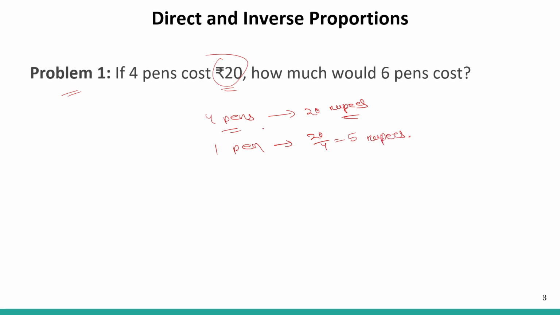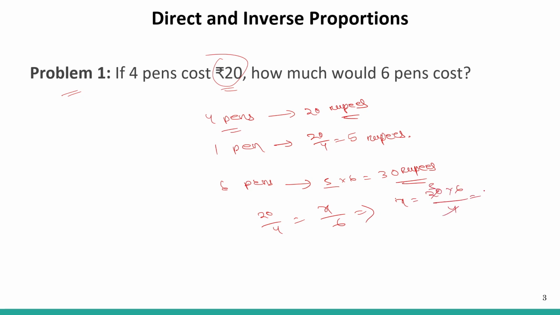Now you have 6 pens. So how much will it cost? 5 into 6 is equal to 30 rupees. We can also do it in a ratio type method, that is 20 by 4 is equal to x by 6. So this implies that x is equal to 20 into 6 by 4. This is 5, so this will be 30. So 30 is the correct answer here.